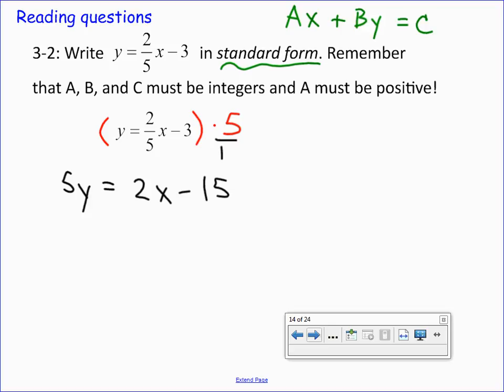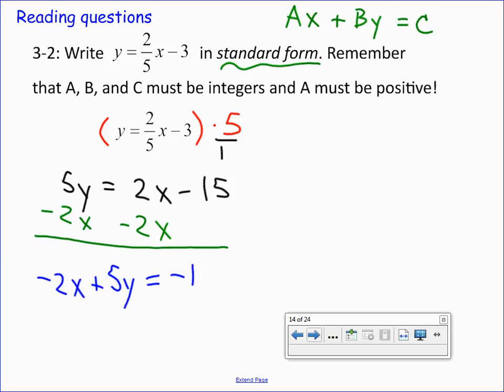Hooray! Next, we want to add or subtract to get the x and the y term on the same side. Right now they're on opposite sides. We want them on the same side. So I would subtract 2x from both sides and put my x term first. So on the left, we'd get negative 2x plus 5y equals negative 15. And we're so close to being finished, but not yet. Recall that a, b, and c are integers. Check. However, a should be positive.